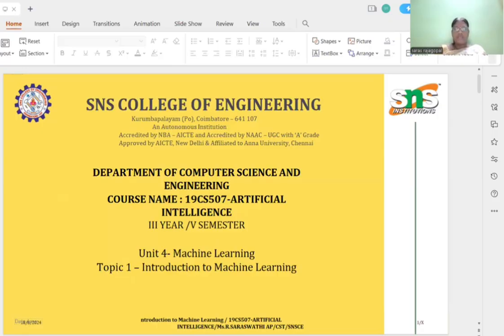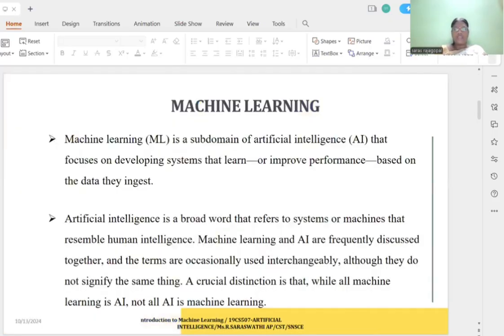Machine learning is a subdomain of artificial intelligence that focuses on developing systems that learn or improve their performance based on the data they ingest. Artificial intelligence is a broad term that refers to systems or machines that resemble human intelligence. Machine learning and AI are frequently discussed together. The terms are occasionally used interchangeably, although they do not mean exactly the same thing. The distinction is that all machine learning is AI, but not all AI is machine learning.